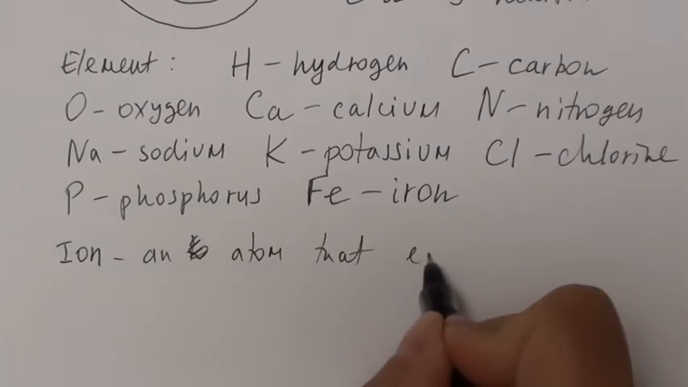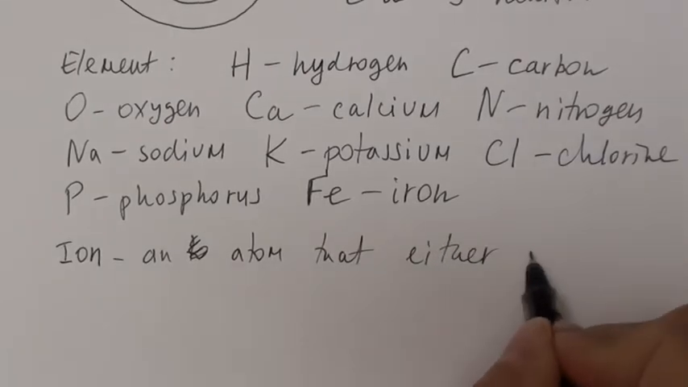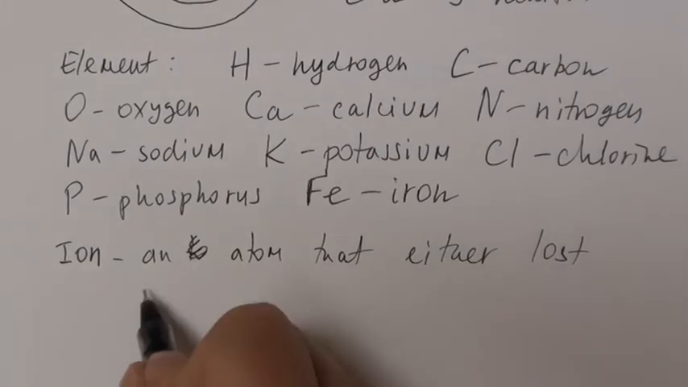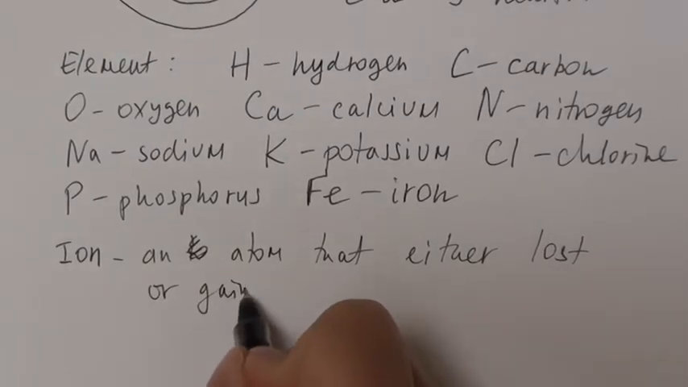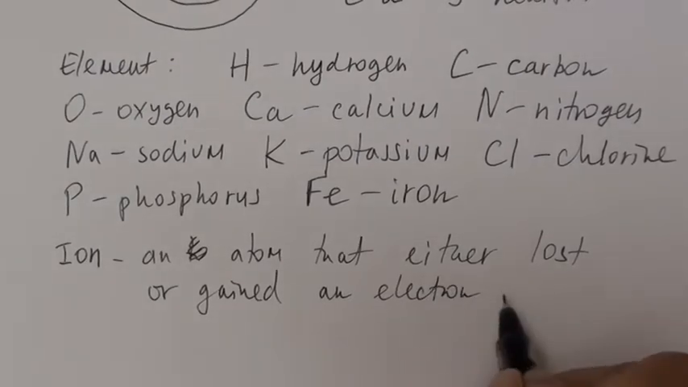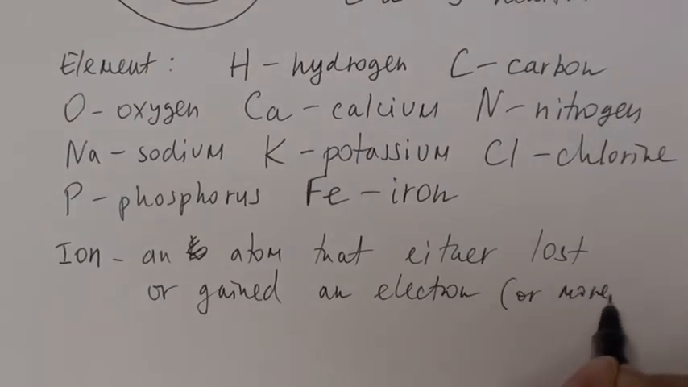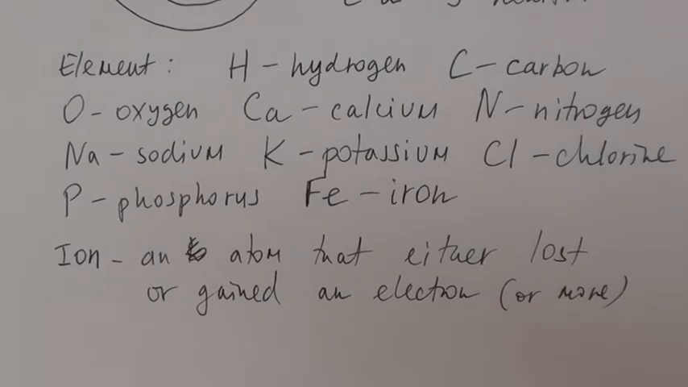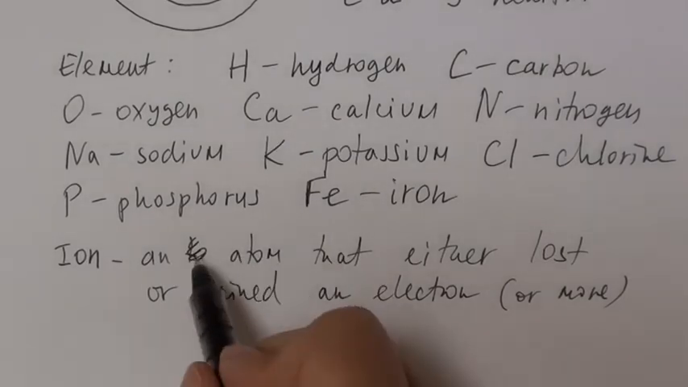So an ion is an atom that either lost or gained an electron or more, right? It could be one electron, could be more than one electron, okay?